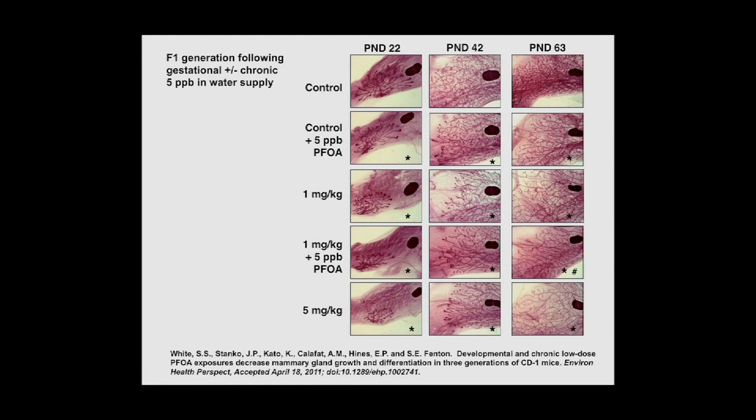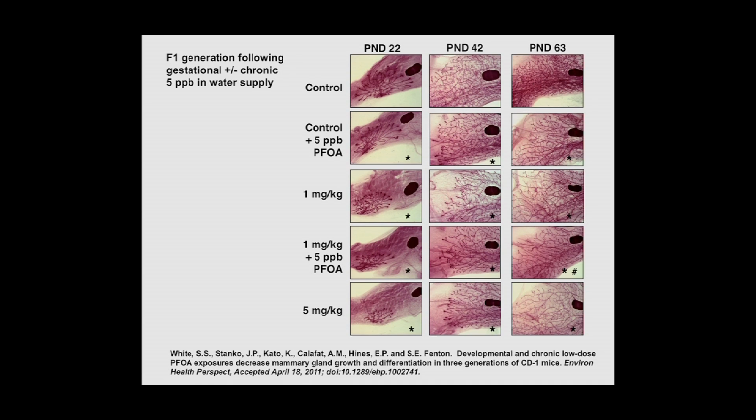If you look at the very bottom row, that's 5 mg/kg of oral exposure to these animals during gestation only. So during pregnancy, the mom was exposed orally to this compound. We gave it to them. You can see the difference in mammary gland development. If you look at the top row and the bottom row, it is substantial. So in this strain of mouse, we see significant permanent delays in mammary gland development.